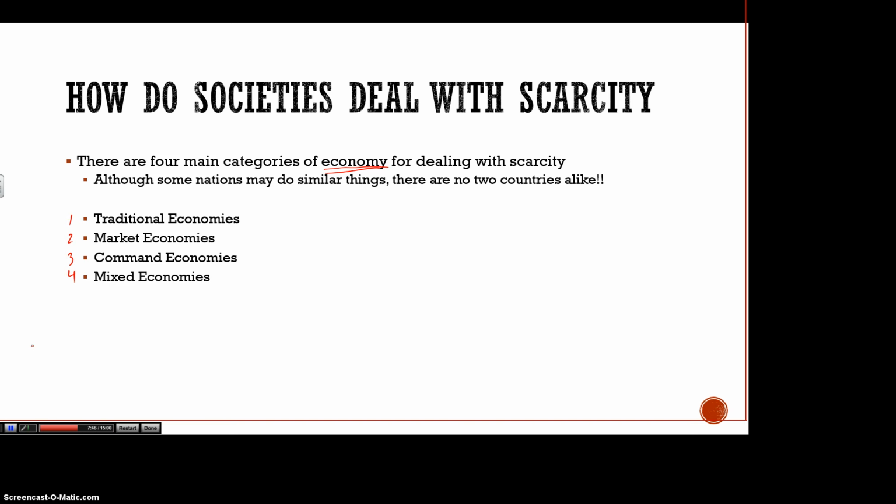So we want to make sure you're paying careful attention to the different characteristics of these, and I'd like for you to also make sure that you have your note sheet ready.